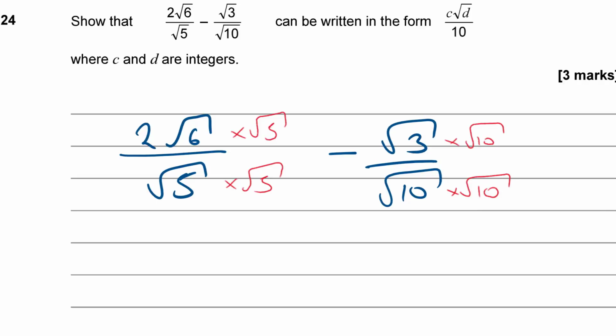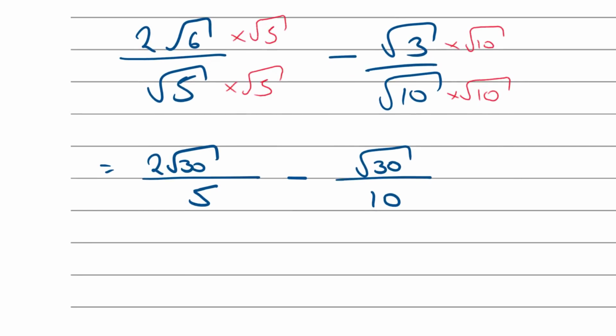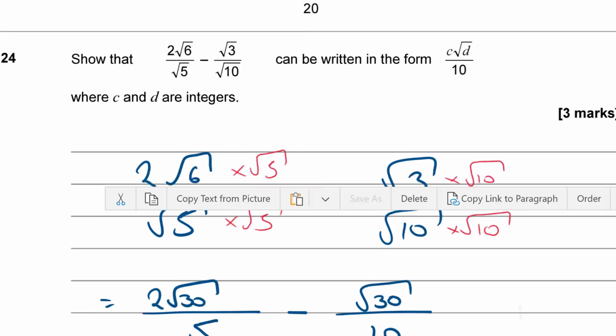So obviously on the bottom, root 5 times root 5 is 5. That's why we're doing it. And on the top, I'm going to have 2 root 6 times root 5, which is the same thing as 2 root 30. And I'm subtracting. So root 10 times root 10 gives me 10 as my denominator. And on the top, I'm going to have root 3 times root 10, again, which is root 30. Okay, so now I've got 2 root 30 over 5 minus root 30 over 10.